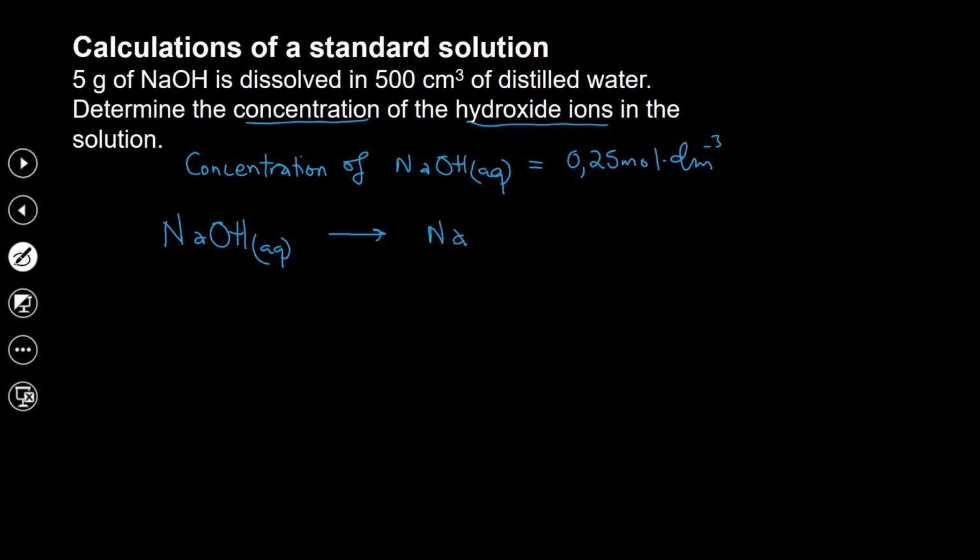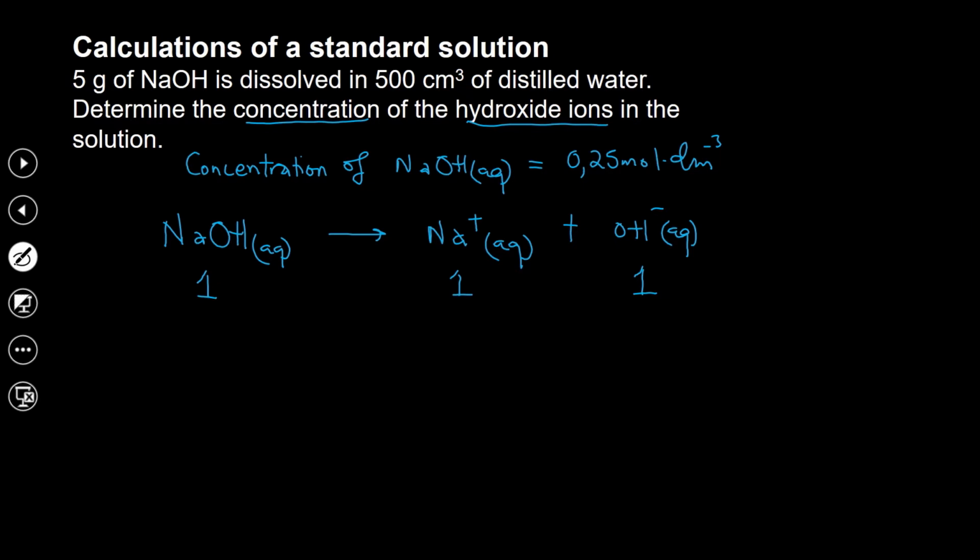We have the sodium ions as well as the hydroxide ions. Now, this question demands that we determine the concentration of the hydroxide ions in the solution. Remember, this is an aqueous solution, so the stoichiometric ratio for this dissociation, or the breaking down of this ionic substance, is that 1 mole of sodium hydroxide gives us a mole of the sodium ion as well as a mole of the hydroxide ion. So the ratio is 1:1:1.